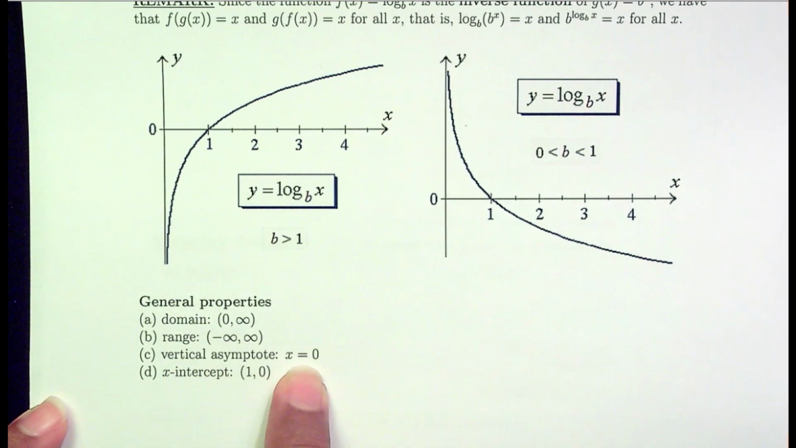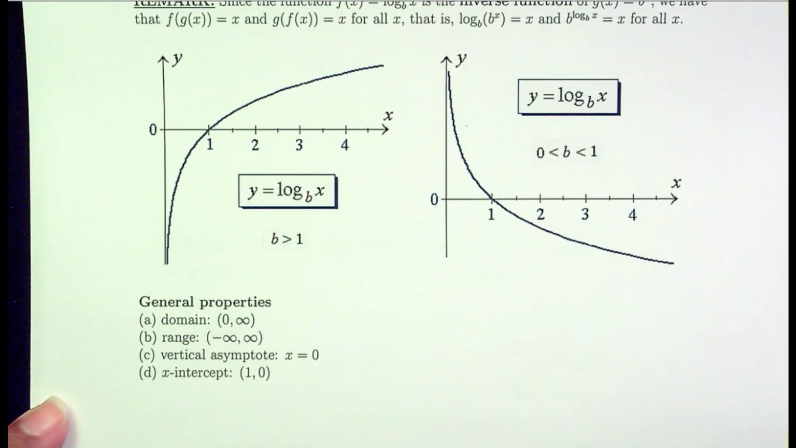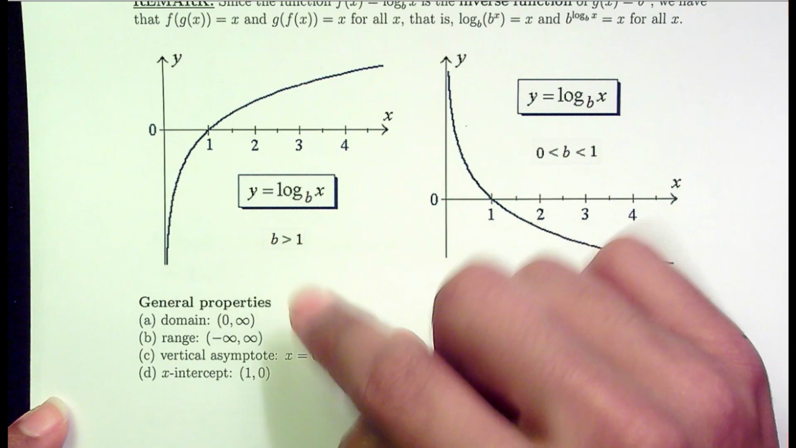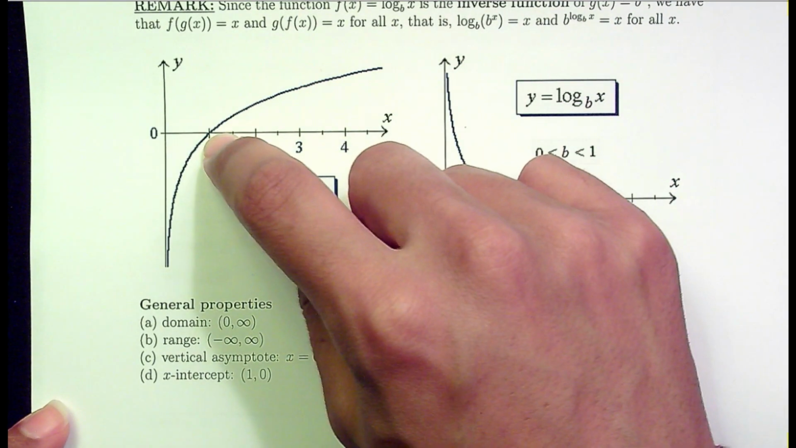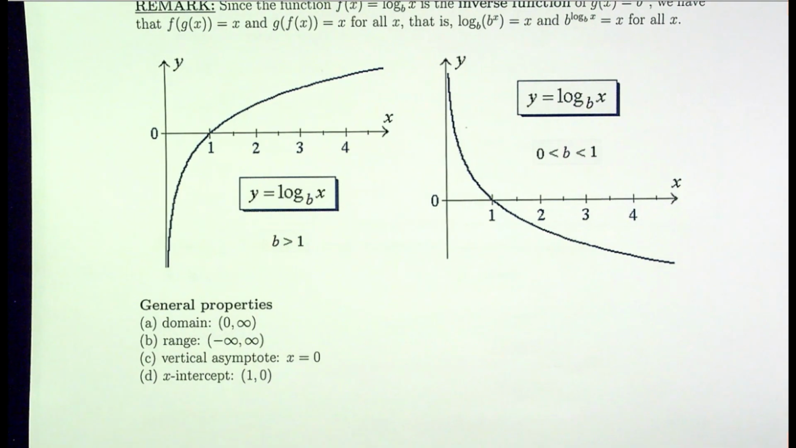And we said here that's the vertical asymptote, the y-axis, or the line x equals 0. And the x-intercept, the value that you need to plug in to get 0, is 1. So it crosses the x-axis right at 1. When x equals 1, you get 0.